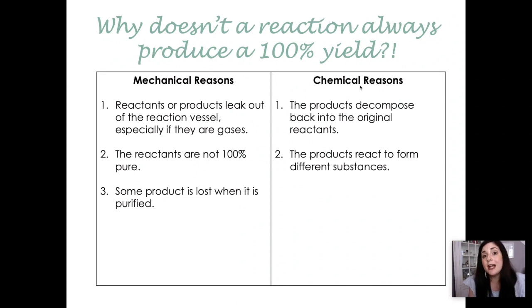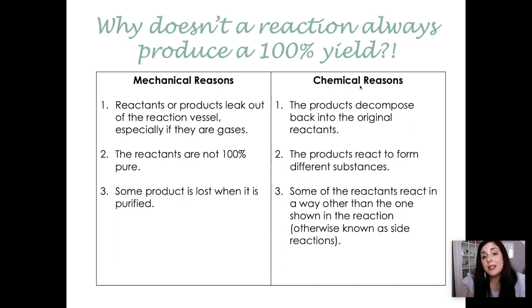Your products could also react together to form something totally different. I get it. It just happens. It's not your fault. It's not my fault. It's not anybody's fault. It just happens. You could form something else. Some of the reactants could react in a way that's not represented in the equation or in your reaction, and that's called a side reaction. Sometimes your product might react with oxygen in the air. And that's a side reaction. You're not going to produce a 100% yield if your final product reacts with oxygen.